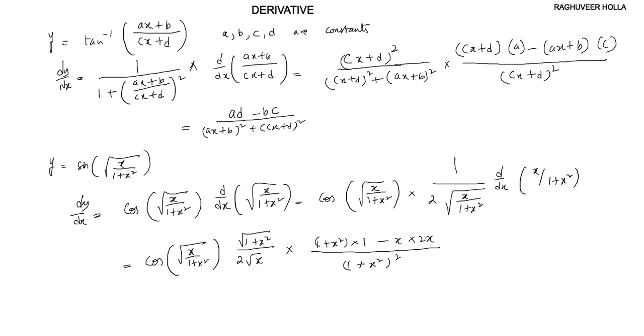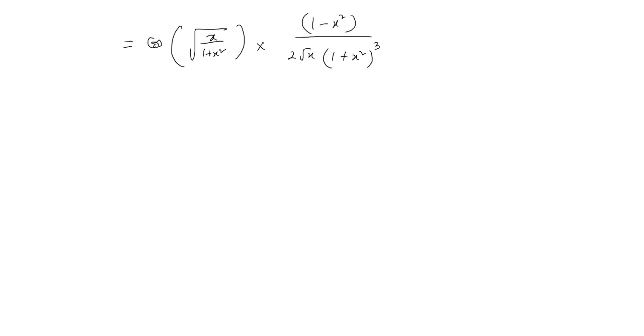Okay. Now then, after simplifying this, we get cos of square root of x by (1 plus x square) multiplied (1 minus x square) divided by 2 root x and (1 plus x square) to the power of 3 by 2, right? So this is the solution.